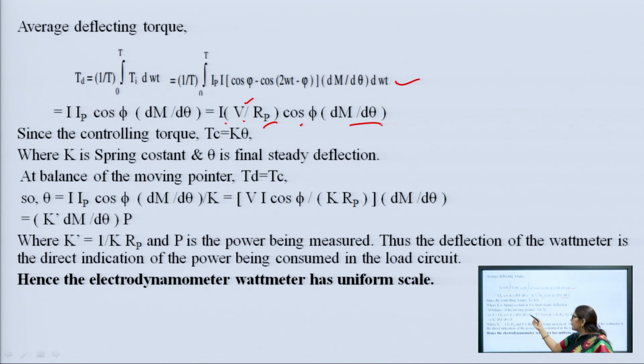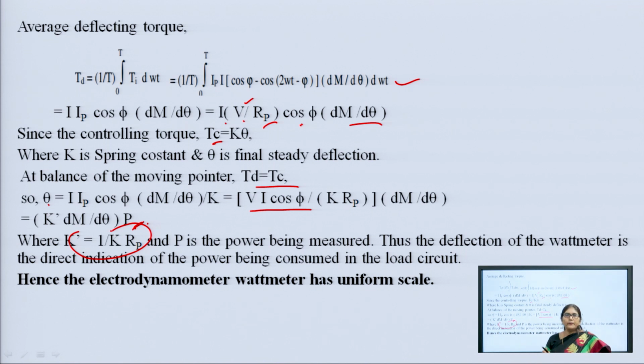Now, this is the controlling torque, we know TC is equal to K theta, where K is constant and theta is the deflection. For the final steady deflection, we can place TC equal to TD. So, theta is equal to I IP cos phi dm by dt over K. So, it is VI cos phi, and VI cos phi is the power. So, this theta is basically proportional to the power measured, and this is the constant term.